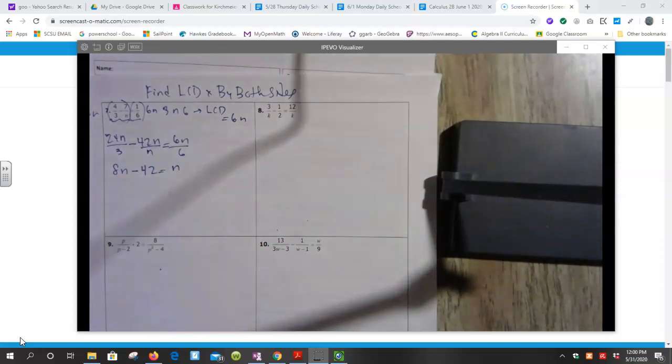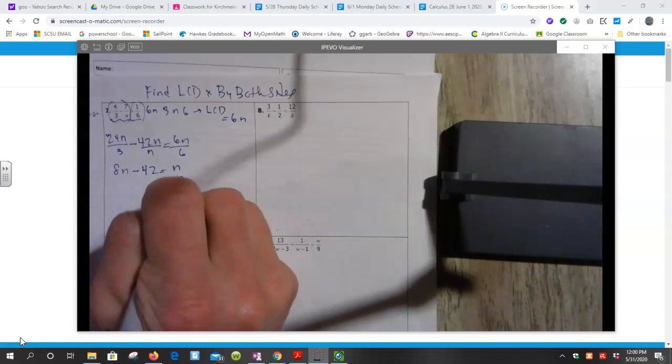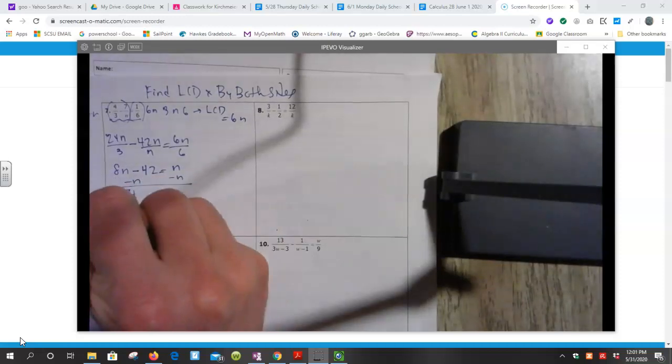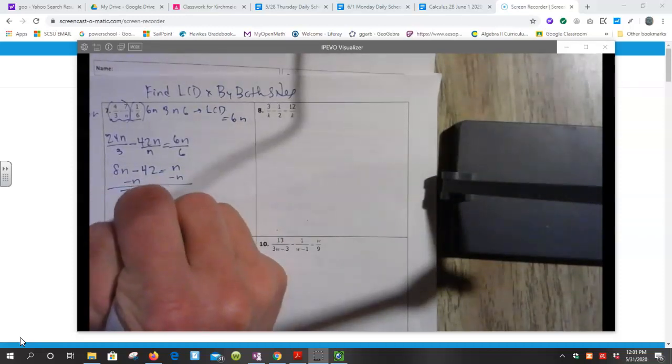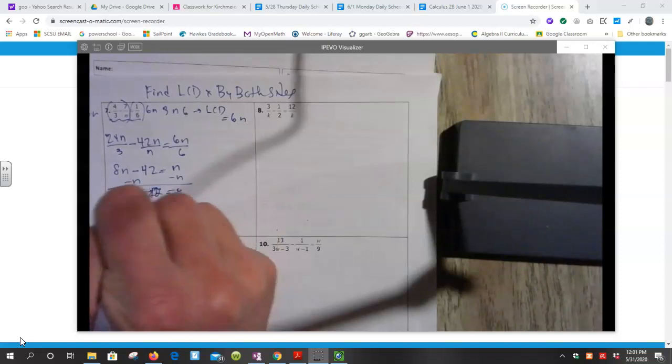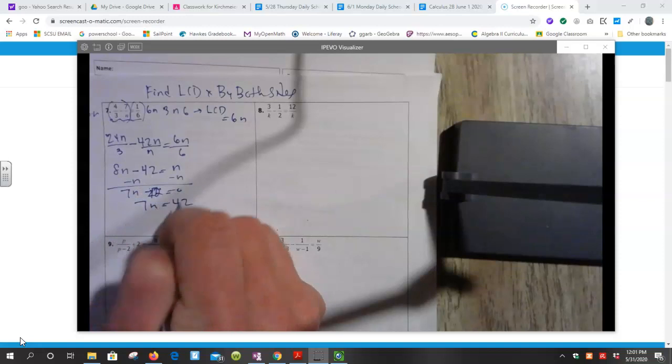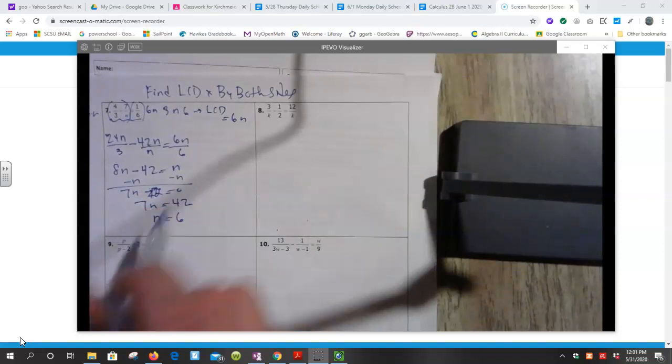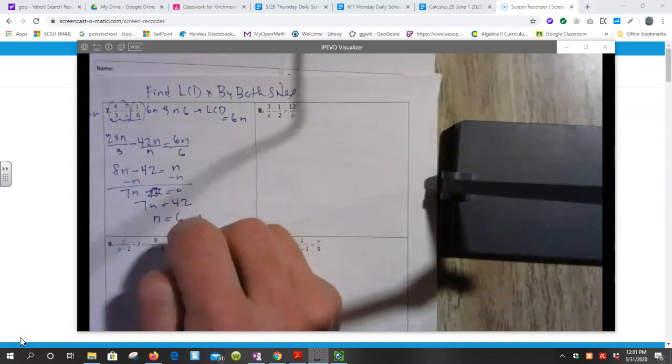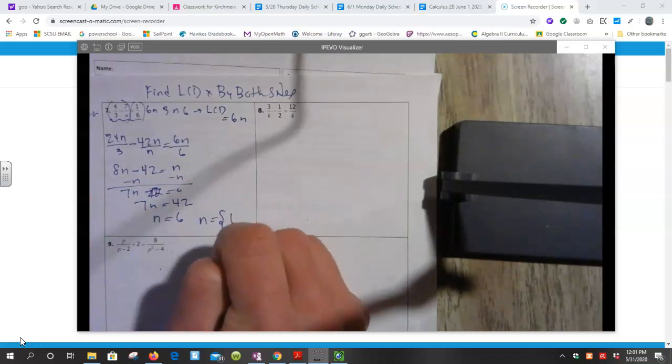Then we try to get the n's on one side, so we're going to subtract n from both sides. We're at 7n minus 42 equals 0, so we get 7n is equal to 42. We get n is equal to 6. Put 6 in there, 6 can work, so we have n is equal to just 6.